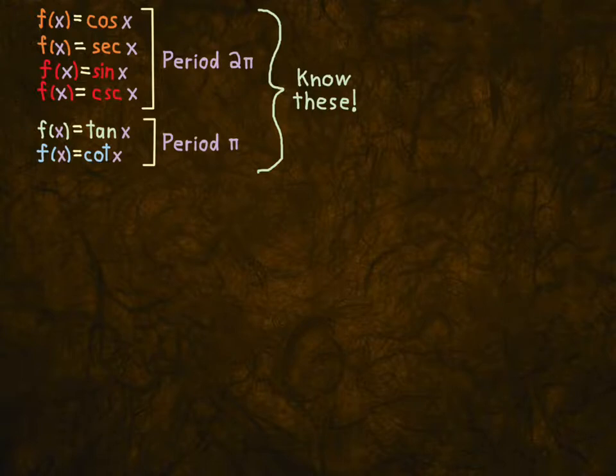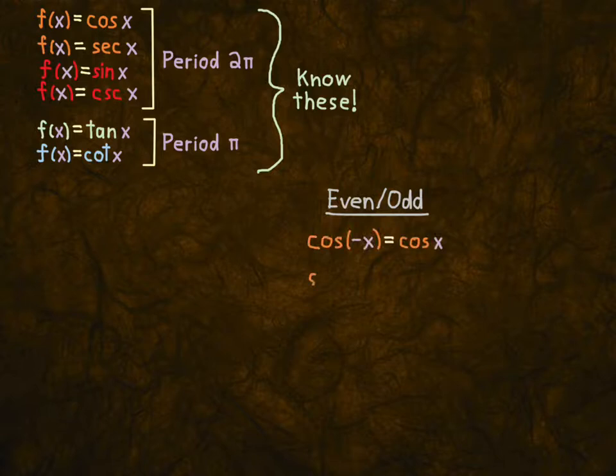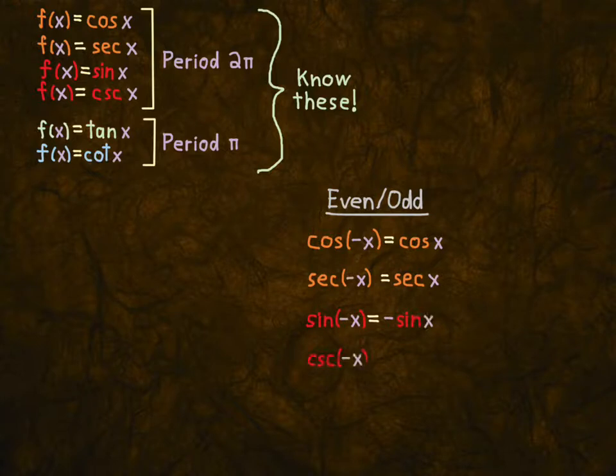You have to know that, okay? It's very important. Okay, and then we also have even and odd properties. All the trig functions are either even or odd. The first 2 I have listed here are even, and the last 4 are odd.